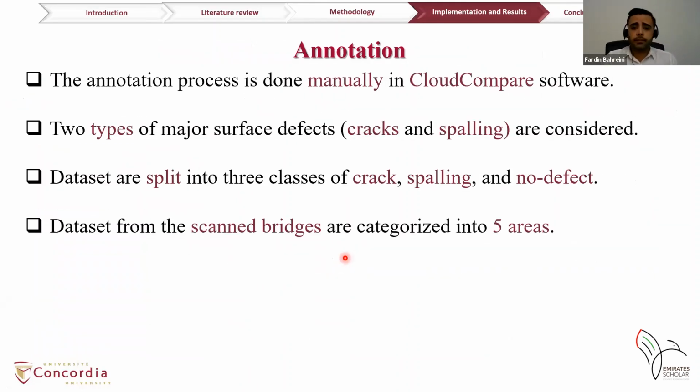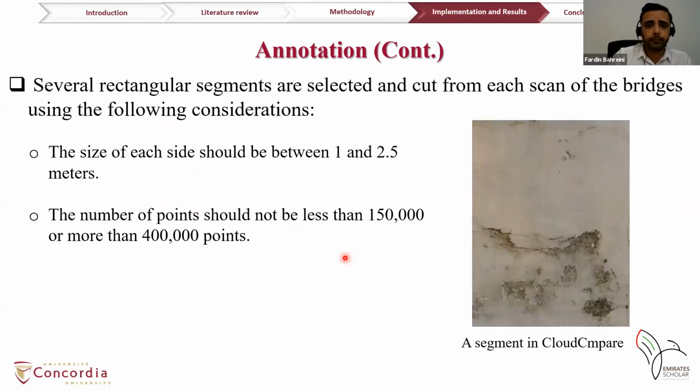The second step is annotation. The annotation process is done manually in CloudCompare software. Two types of major surface defects, crack and spalling, are considered. Then the dataset is split into 3 classes of crack, spalling, and no defect. And finally, the dataset of a scanned bridge is categorized into 5 areas.